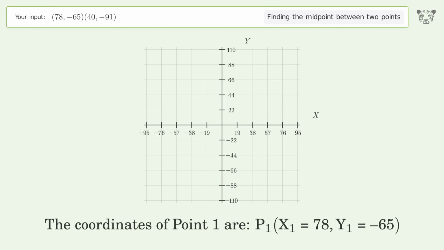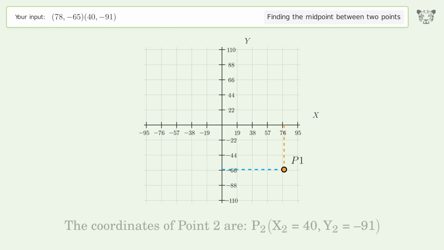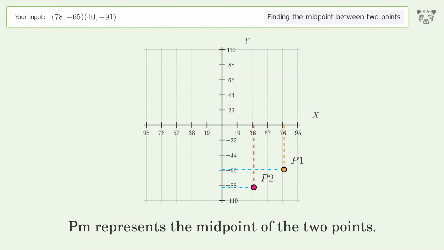The coordinates of point 1 are x1 equals 78, y1 equals -65. The coordinates of point 2 are x2 equals 40, y2 equals -91. PM represents the midpoint of the 2 points.